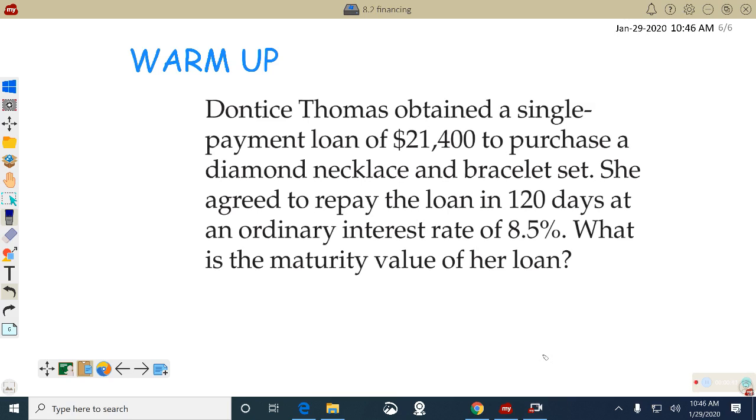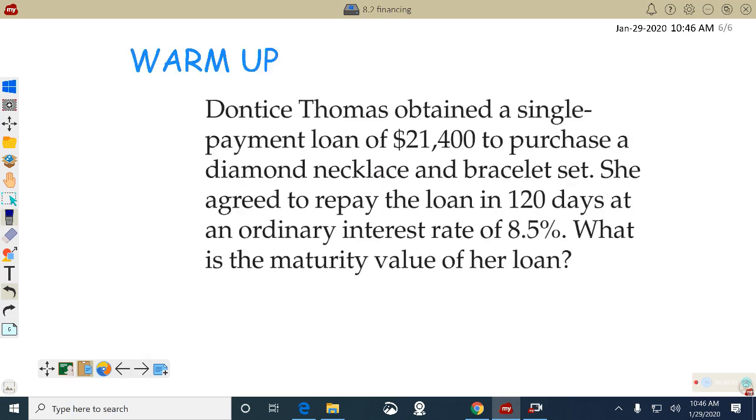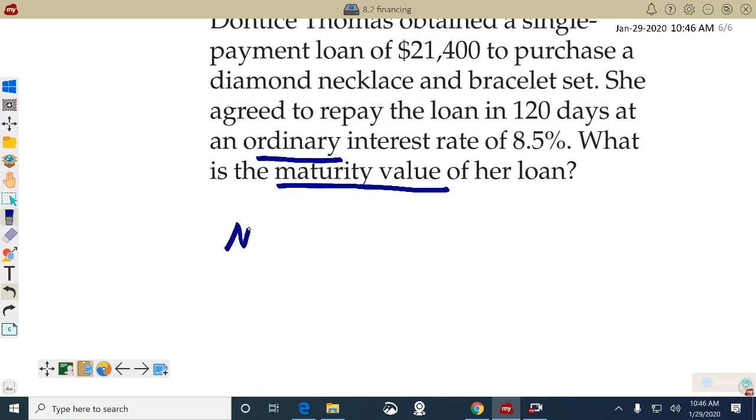So yesterday we talked about ordinary interest and exact interest. And if you remember, exact interest is out of 365 days and ordinary is out of 360. Let me pause this here. Okay, so we want to find the maturity value. That's the goal. And remember, the maturity value is what's loaned, which is the principal, plus the interest. In other words, I'll abbreviate: maturity value is equal to the principal, that's how much is borrowed, plus the interest.